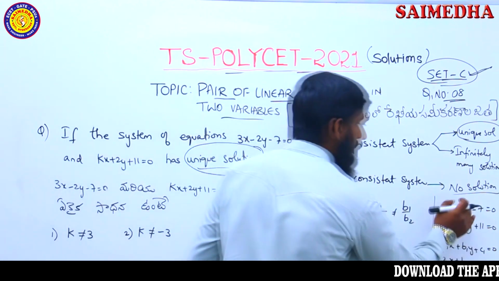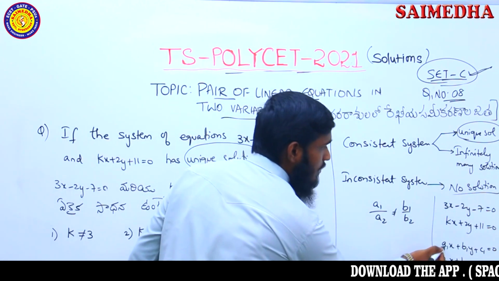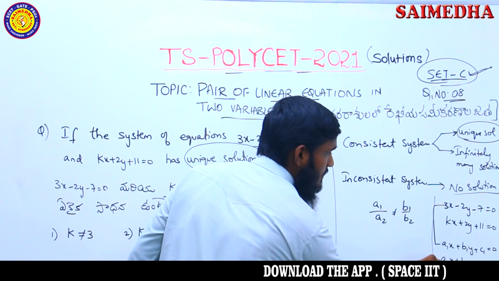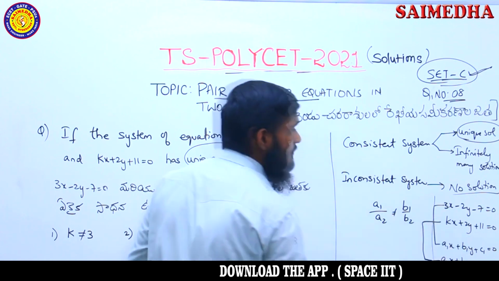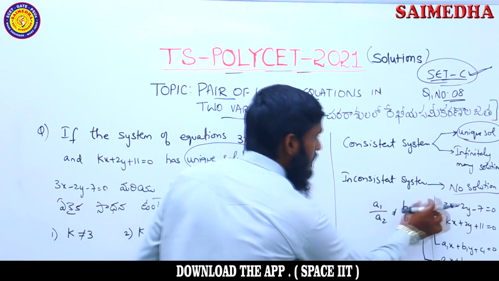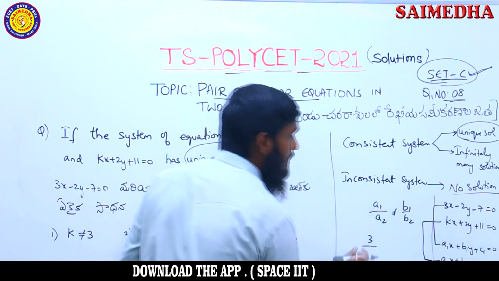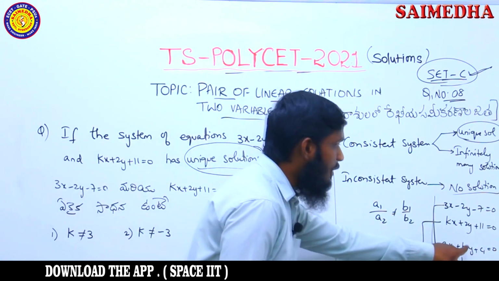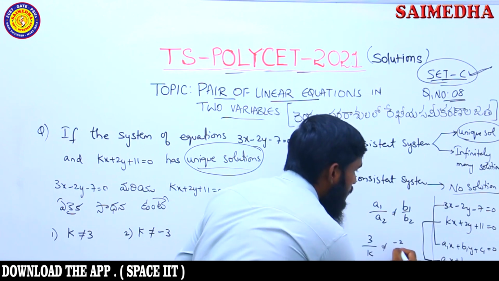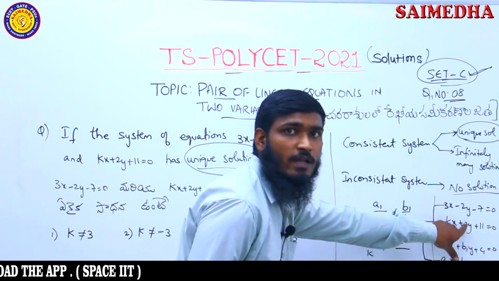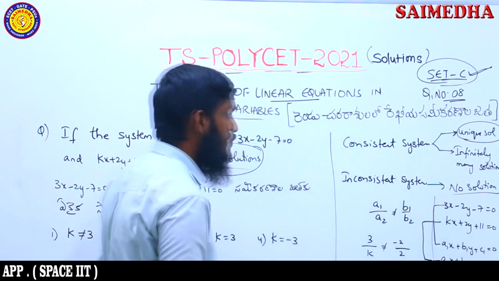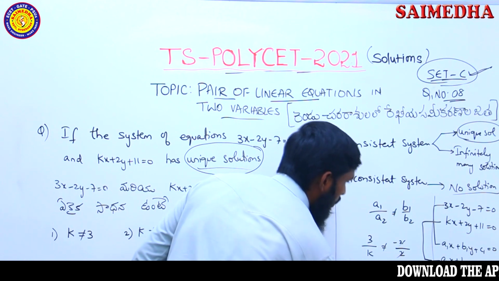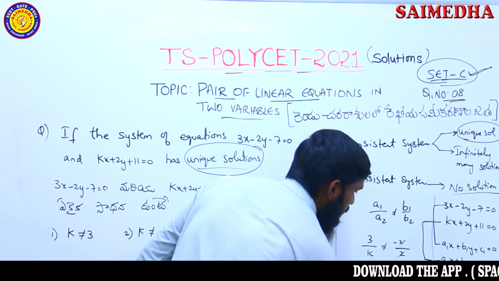When we are comparing this, the value for a1 is 3. You have to compare this general form with the first equation and this general form with the second equation. What is the value of a1? We can write that a1 value is 3 divided by a2 value is k, not equals to. What is the value for b1? b1 is equals to minus 2 divided by b2 value is 2. When we are cancelling this, we came to know that 3 is not equals to minus k, or else we can write it as k is not equals to minus 3.